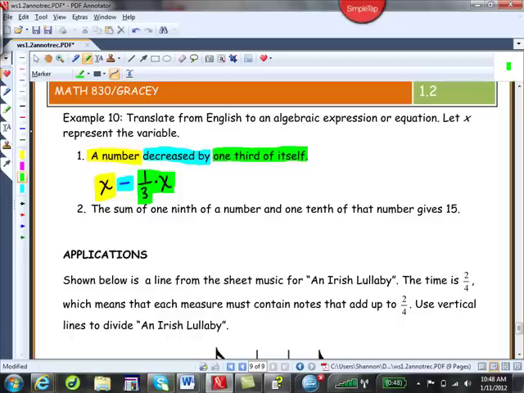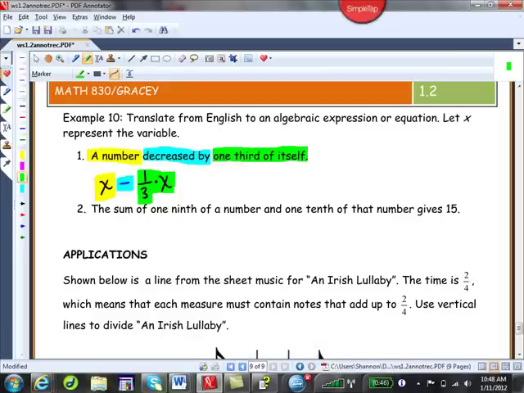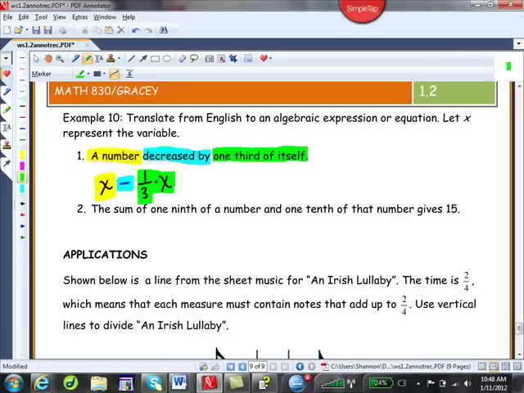The sum of. So we're going to be adding these two terms. So we'll start with this, the sum of. When it works like that, you want to put the first thing on the left side and the other thing on the right side. So the sum of is our plus. I'm going to put it in the middle.